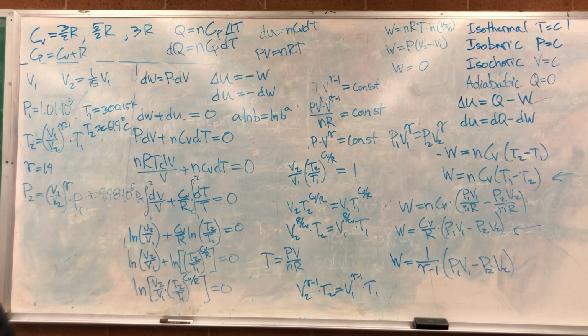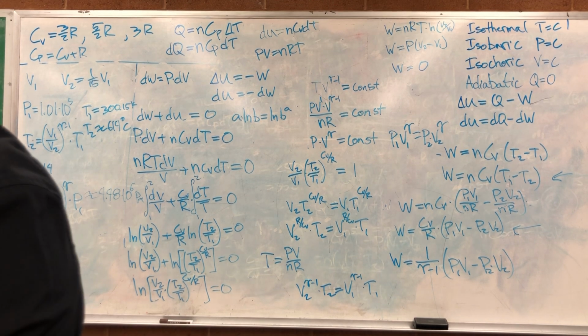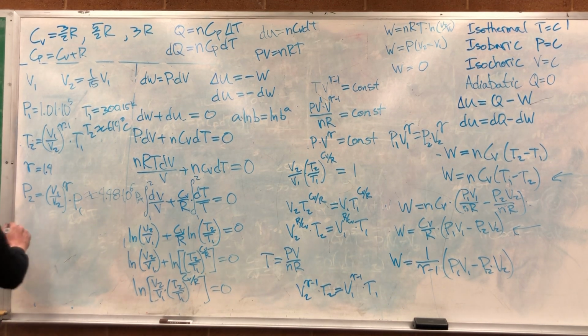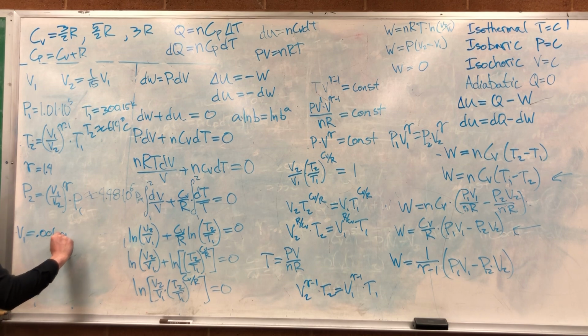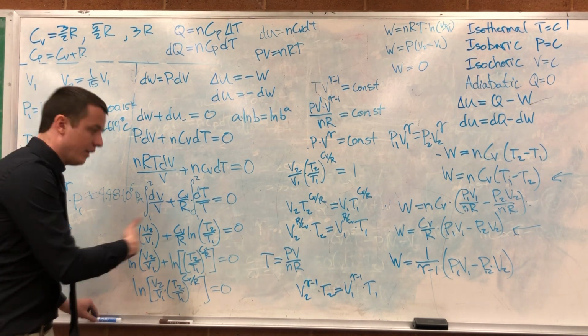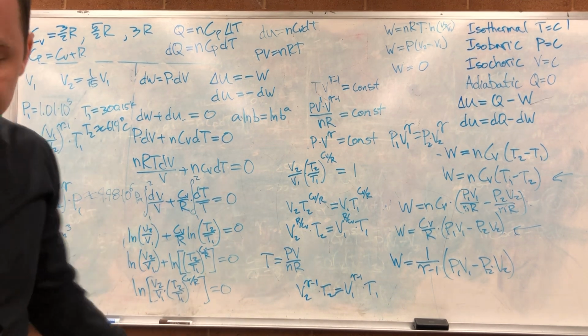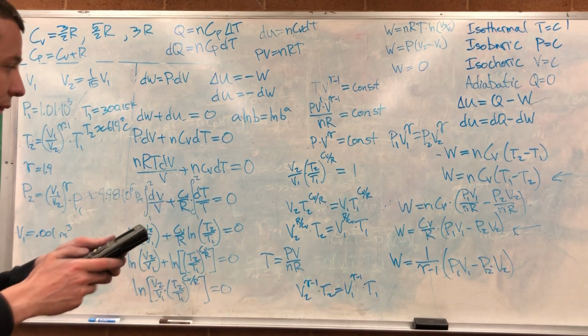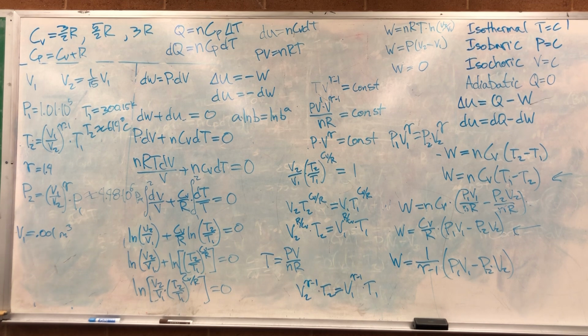Okay, so how much work does the gas do during compression if the initial volume of the cylinder is 1 liter? So V1 is 1 liter, which is 1/1000th of a cubic meter. So V1 is 0.001 meters cubed. And then now we know our final volume because it's obviously 1/15th of that, right? Yeah. Okay, so now we can do all of this.